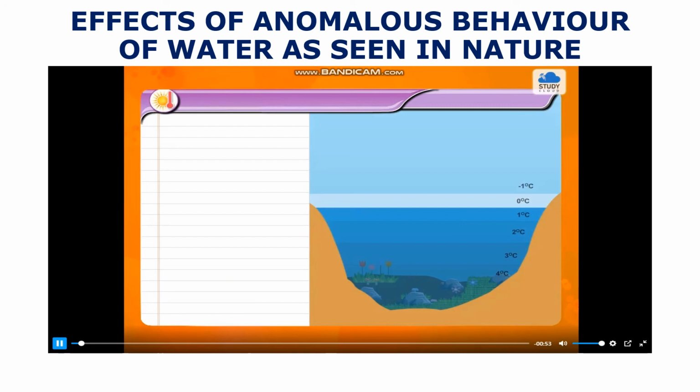The positive effect is that aquatic life can survive in cold climates thanks to the anomalous behavior. And one more positive effect we saw is that big rocks crack and break down into smaller pieces, or into fine particles, or what we call soil, and this helps in the formation of soil, which is very important for the growth of plants.